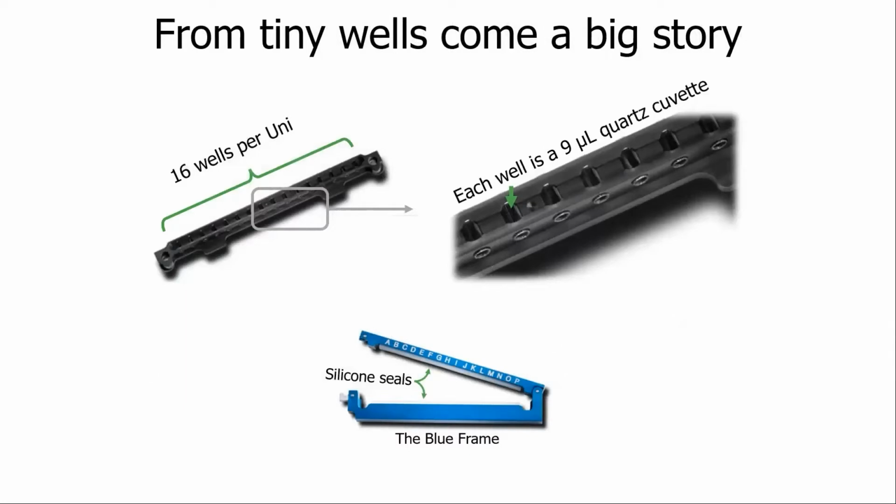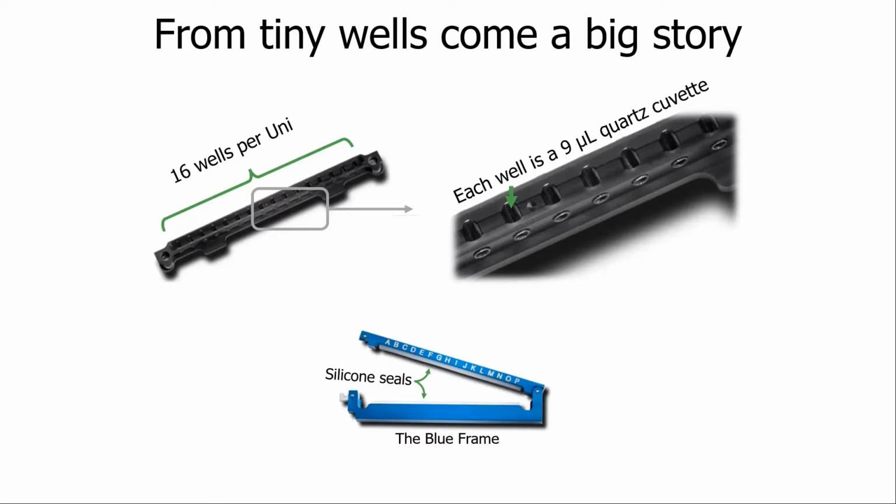The sort of magic secret of Uncle is the Uni. It's an anodized aluminum frame with 16 quartz cuvettes, where each quartz cuvette holds 9 microliters of sample. All you do is pipette in your 9 microliters and seal the Uni inside of its blue frame so the silicone seals clip around the quartz cuvettes. Just like that, you have a nicely sealed sample where you don't have to worry about evaporation over long periods of time or over a thermal ramp.